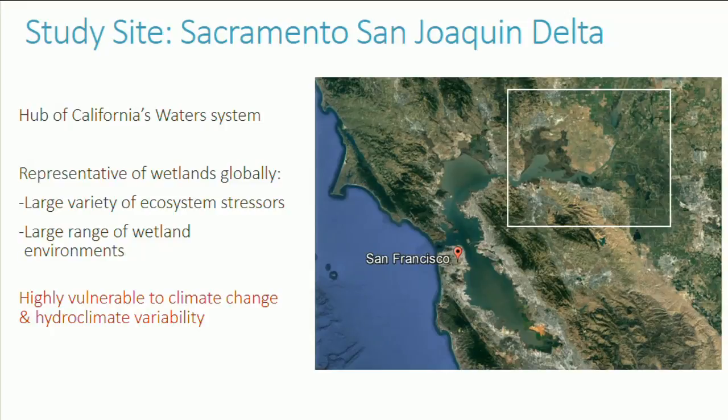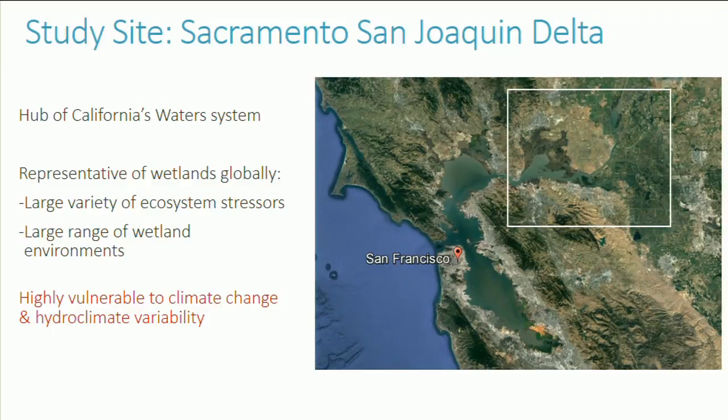Sacramento San Joaquin Delta. This is the hub of California's water system, and it's a really great area to study this in because it has a large variety of ecosystems within it. There are wetlands towards the west where you have the salt water and tides coming in, and they're salt marshes. And then towards the middle of the delta, you have areas where fresh water and salt water meet. There are also just freshwater wetlands, and this area is very heavily managed in certain regions. There are a lot of water management procedures, and there are also wetlands that are naturally restoring. So this is very representative of several other wetland types.